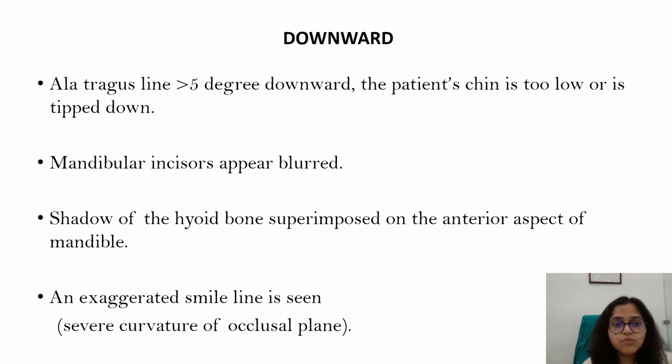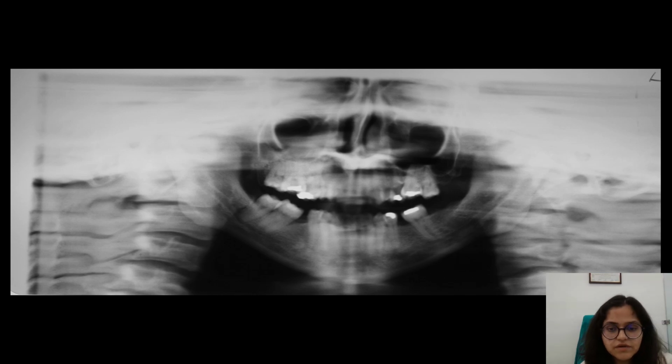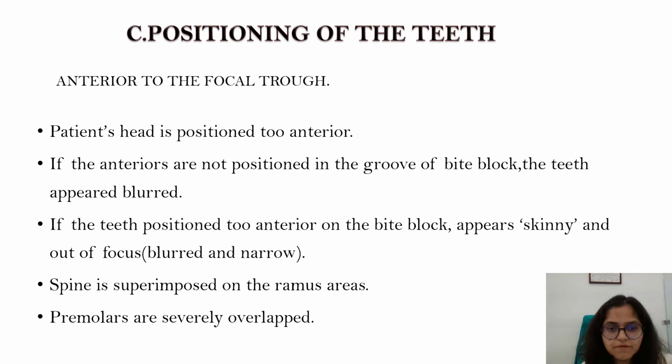If it is tipped downward, then the ala-tragus line will be 5 degrees downward. The patient's chin is too low or tipped down. Mandibular incisors appear blurred, the shadow of the hyoid bone is superimposed on the anterior aspect of the mandible, and an exaggerated smile line is seen, that is, severe curvature of the occlusal plane. You can see the higher smile.